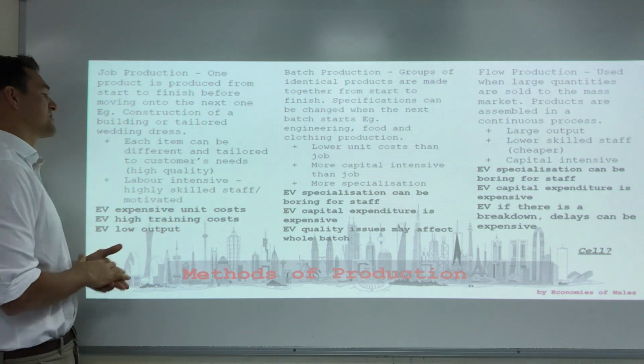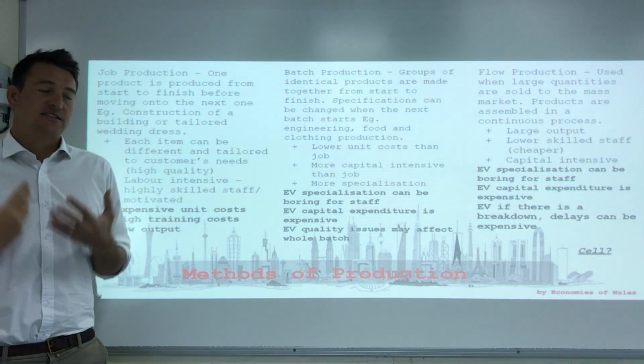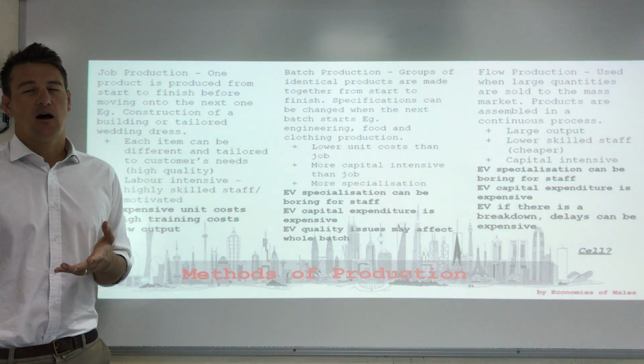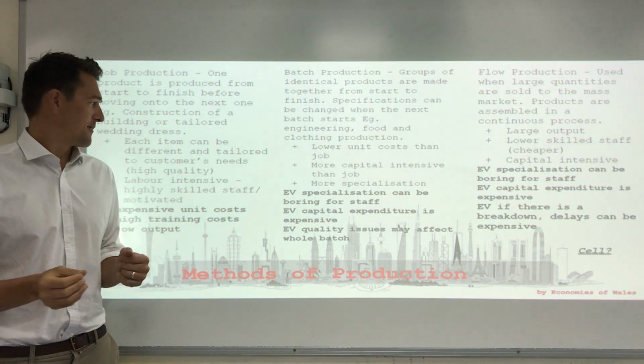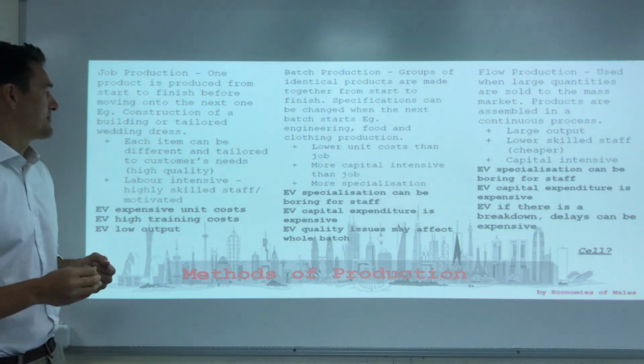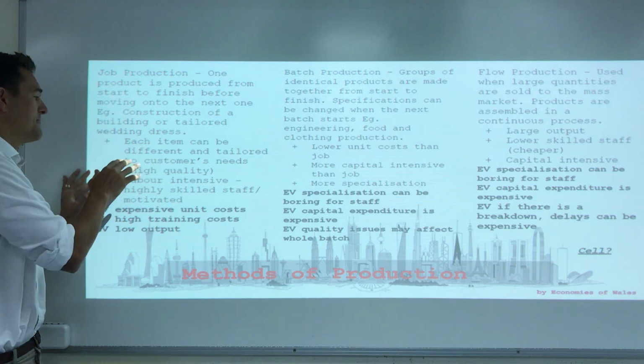But also we could go to something much smaller, like a bespoke wedding dress. Somebody asks you, and as a tailor, I'm making this wedding dress. I'm not going to be working on other dresses in the meantime. I'm going to make that to order. It's going to take me a couple of weeks. Sell that, and then I can make my next one. So that's job production, each individual job, okay?